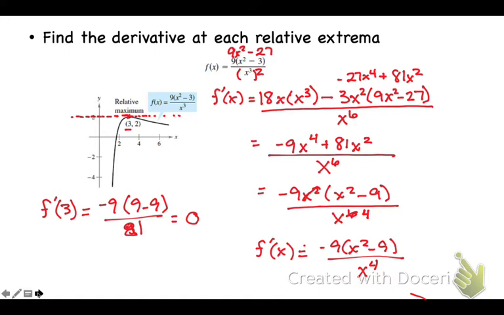What's on the bottom of that? 81. I was going to write it out, and I'm like, wait a second, 3 to the 4th is 81. So that's going to tell us more about it. We had a rule for that, didn't we? Is that our answer? Yep, because it says find the derivative of that. So we're just finding the derivative and then plugging in the x. Well, this is just the starting point of it. It says find the derivative at the relative extrema.